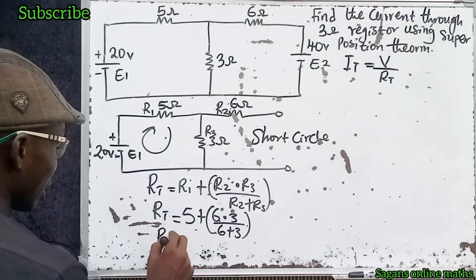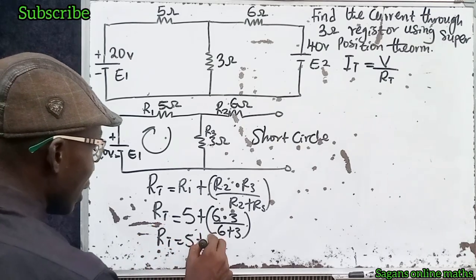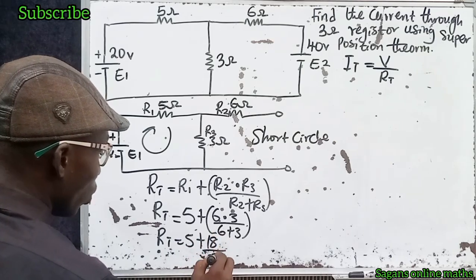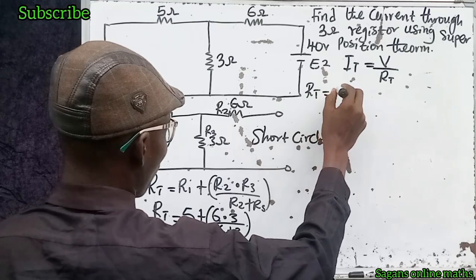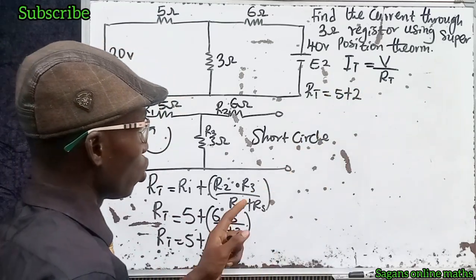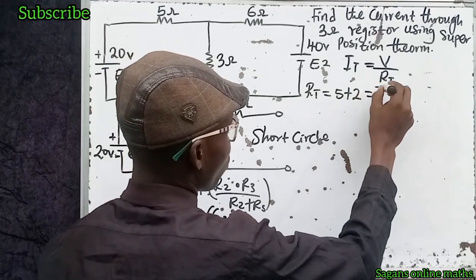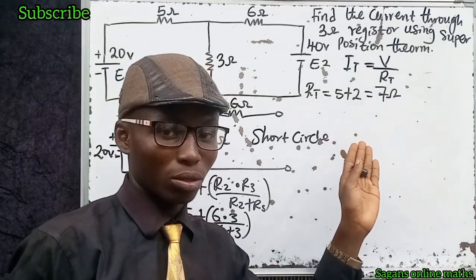That means our total resistance is equal to 5 plus what? 3 times 6 times 3 gives us 18, and 6 plus 3 gives us 9. So 18 divided by 9 gives us 2. So our total resistance is equal to 5 plus 2, because 18 divided by 9 is 2. So 5 plus 2 gives us 7 ohms. Wow. This is our total resistance in this circuit.